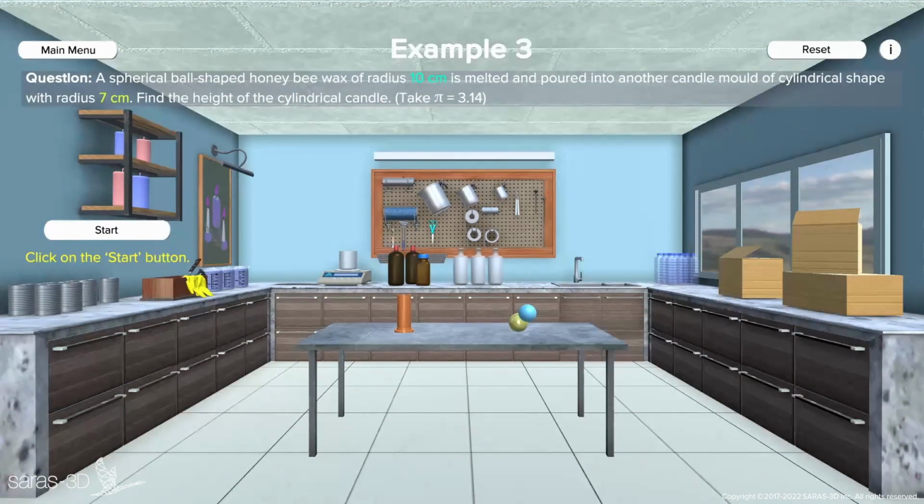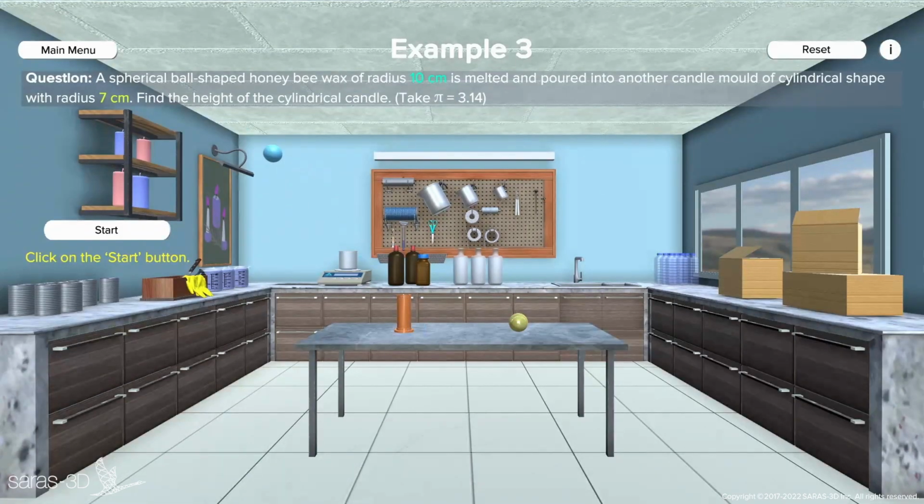So spherical ball shaped honeybee wax is already given to us of radius 10 centimeter. Now this is melted. It is poured into this mold of cylindrical shape with radius 7 centimeters. But we do not know the height. Remember, the height of the mold is not important here. But after melting this spherical ball, what will be the height of the candle? That is what we have to calculate.